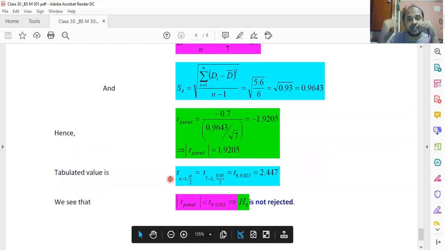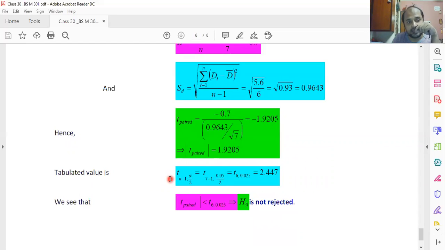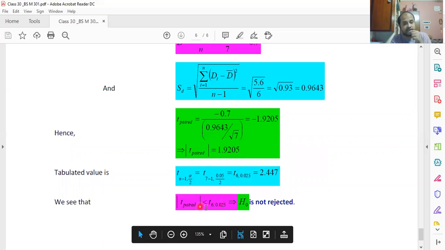And again, from the statistical table which I shared with you yesterday, I have got the value at this level of significance alpha by 2 and degree of freedom 6, that is 7 minus 1, which is 2.447. And since the absolute value is lesser than this tabulated value, I am rejecting my null hypothesis.